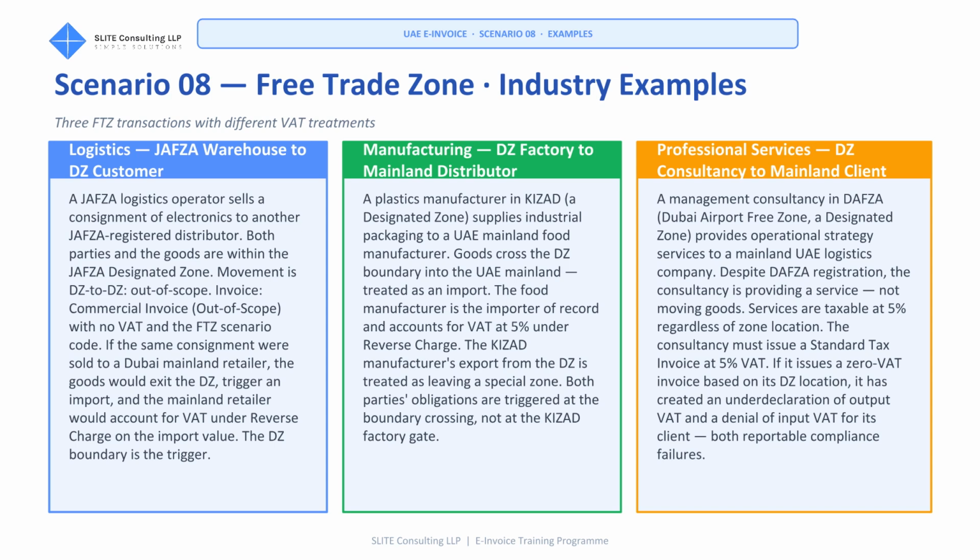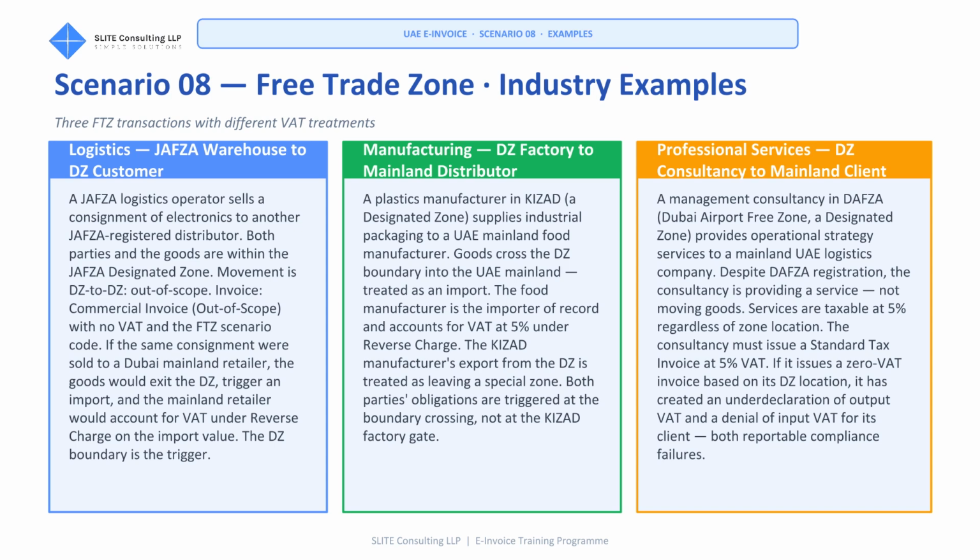Second, manufacturing. A plastics manufacturer in KIZAD supplies industrial packaging to a mainland food manufacturer. Goods cross the DZ boundary into the mainland, treated as an import. The food manufacturer is the importer of record and accounts for VAT at 5% under reverse charge.